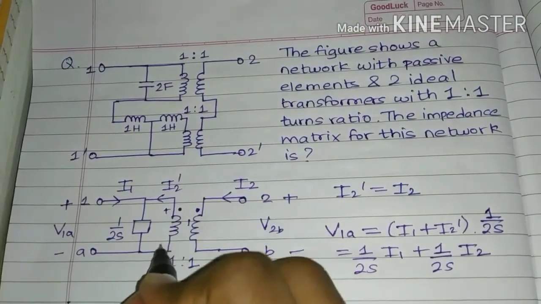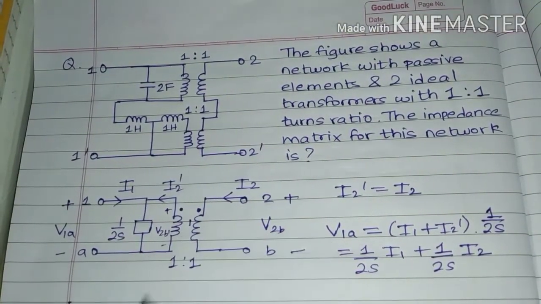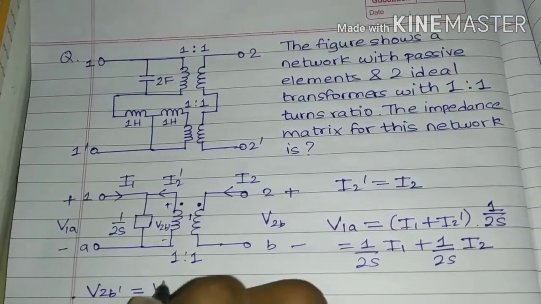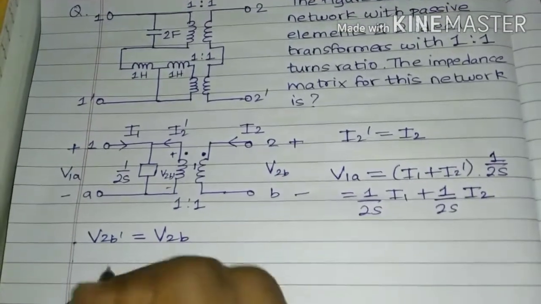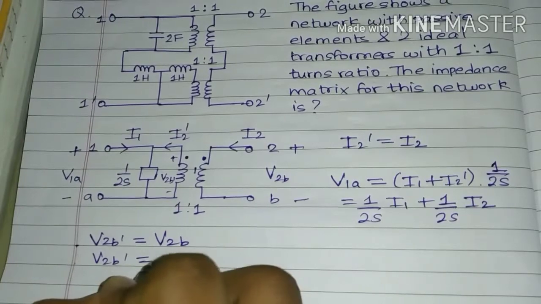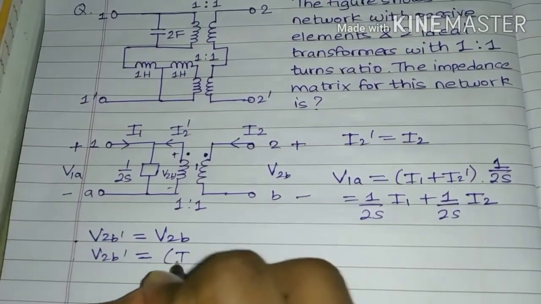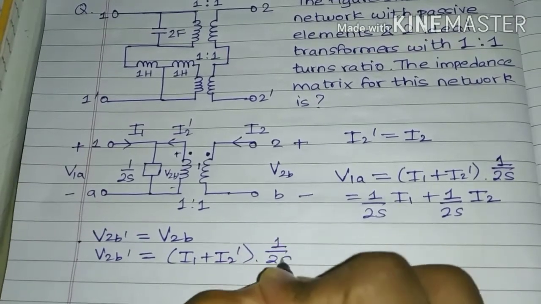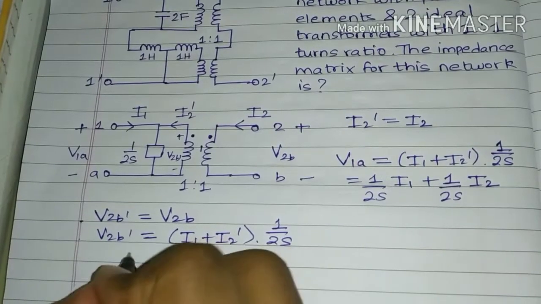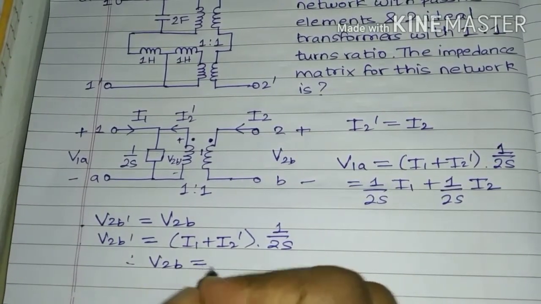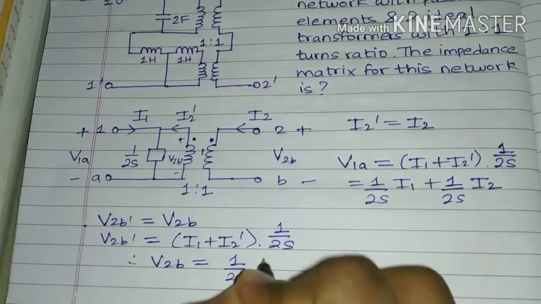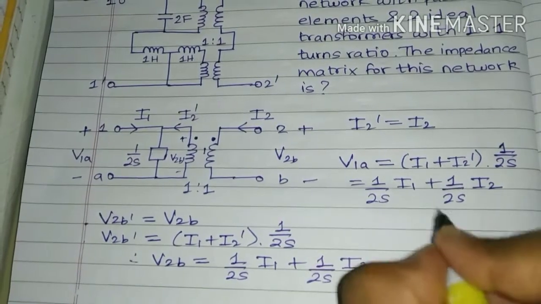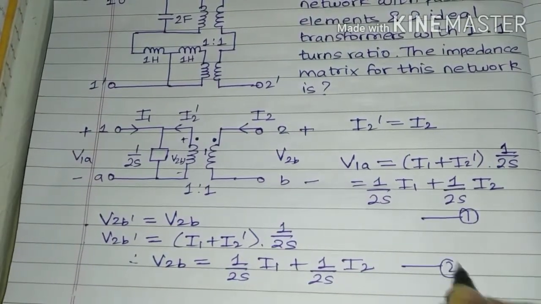Let the voltage over here be V2B dash. And since it is a 1:1 transformer, V2B dash will also be equal to V2B. Again by applying KVL, we can write that V2B dash is equal to I1 plus I2 dash into 1 upon 2s. Hence, V2B is equal to 1 upon 2s into I1 plus 1 upon 2s into I2. Now let's name this as equation number 1 and this as equation number 2.